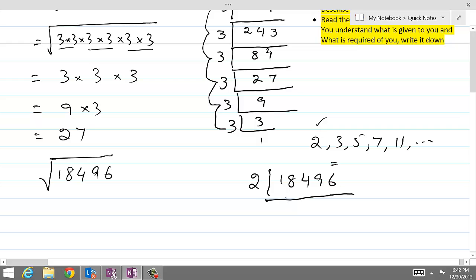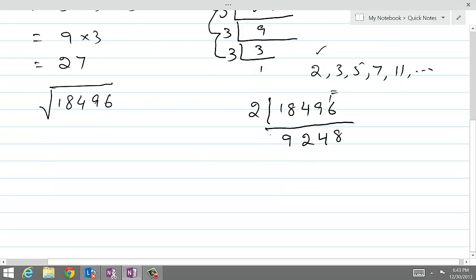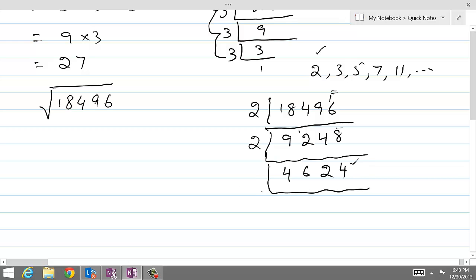So 2, and read the table of 2 up to 18. 2 times 9 is 18, 2 times 2 is 4, 2 times 4 is 8, 1 is carried over, which will make it 16, and 2 times 8 is 16. We'll do the same division again because the last number is still even. So 2 times 4 would be 8, 1 carried over, and that will be 12, and 2 times 6 is 12, 2 times 2 is 4, and 2 times 4 is 8. We are lucky, because the last number is still even.